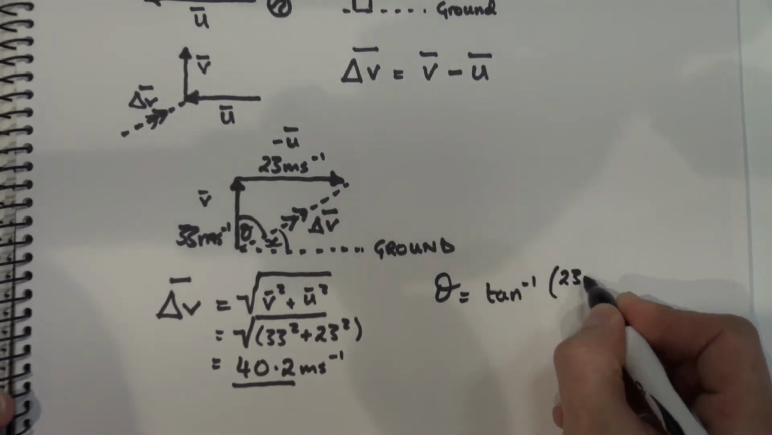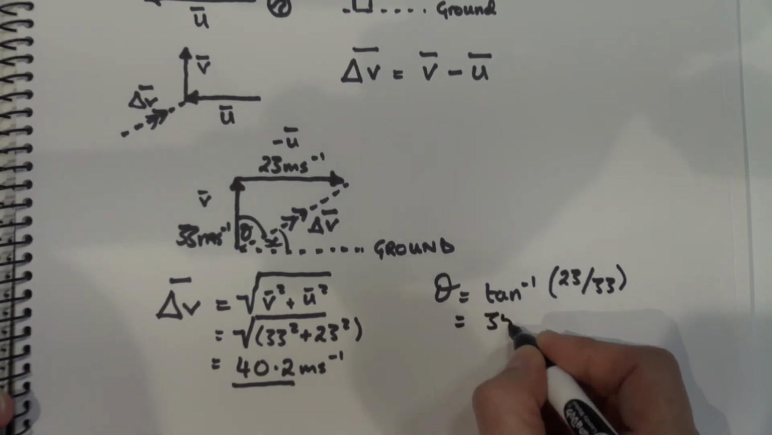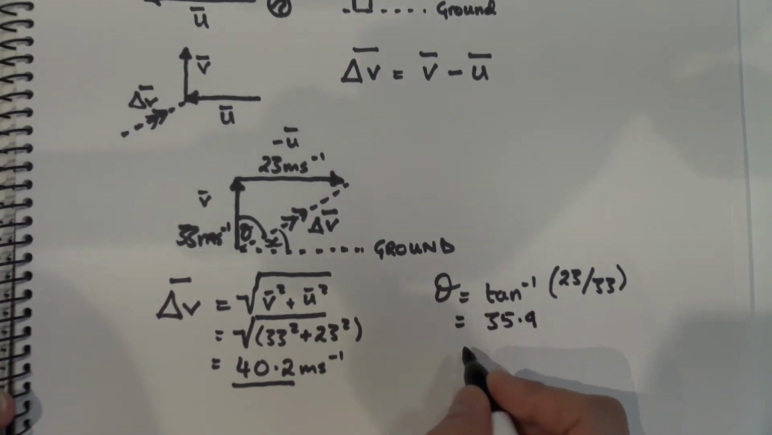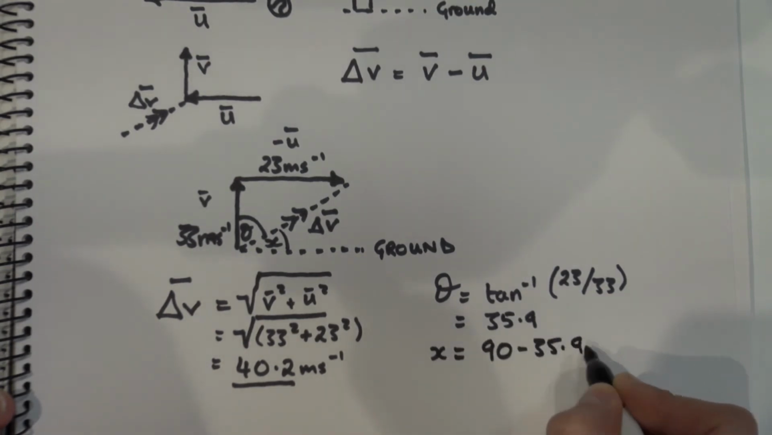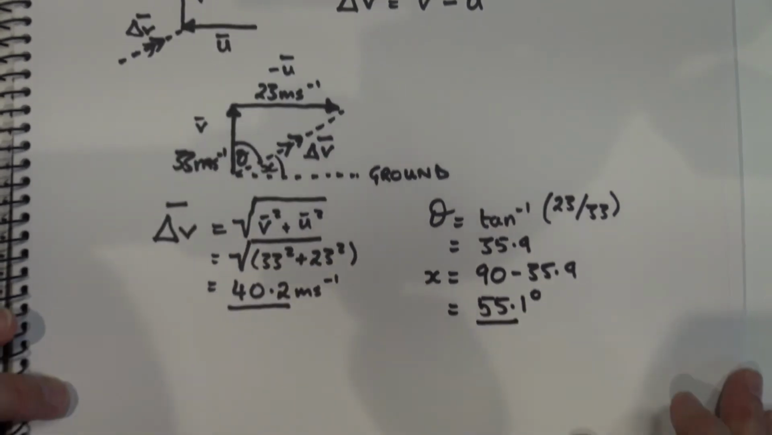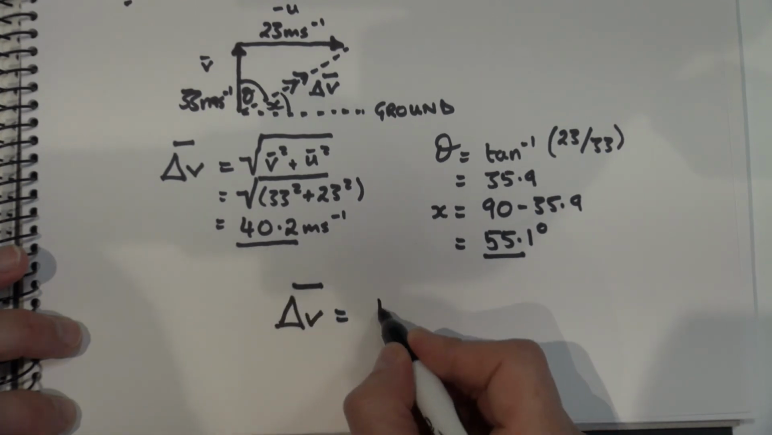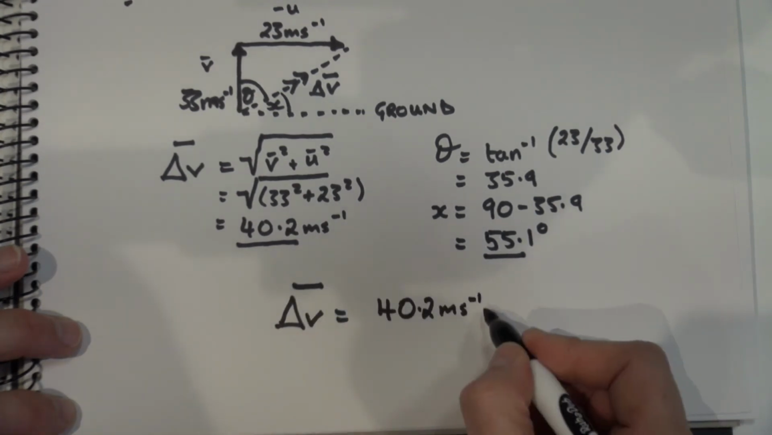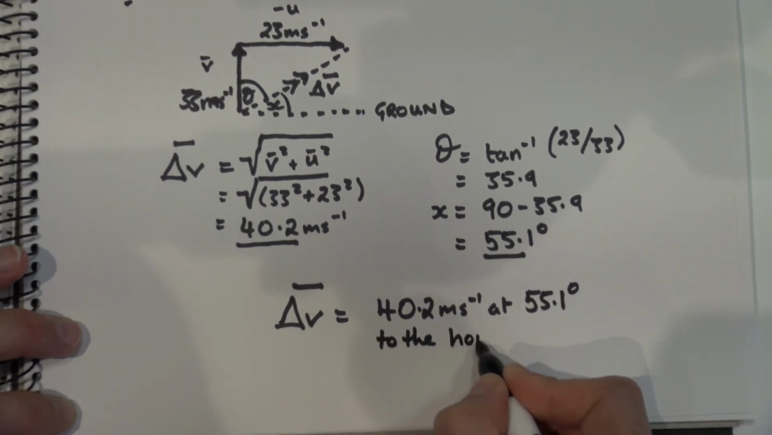Now the angle will be made up of tan, which is basically opposite over adjacent, which is 23 over 33, which gives me 35.9 degrees. But that's not the angle I want. I want the angle to the horizontal, which is 90 minus this value. So that gives me 55.1 degrees. So my overall change in velocity for the baseball is 40.2 meters per second at 55.1 degrees to the horizontal.